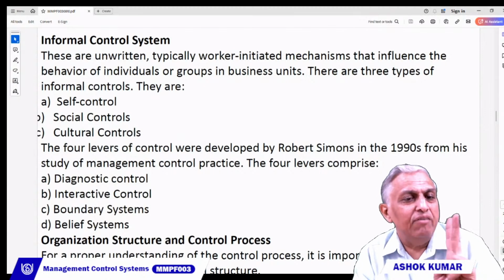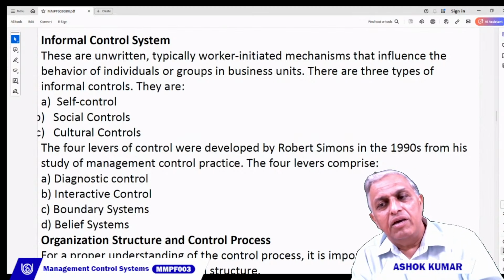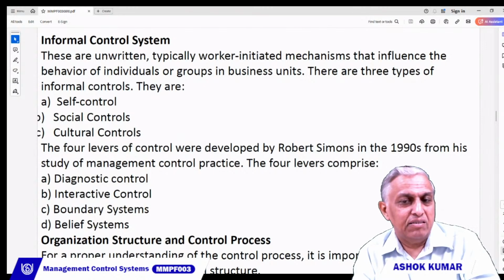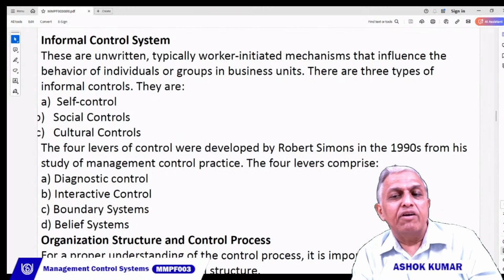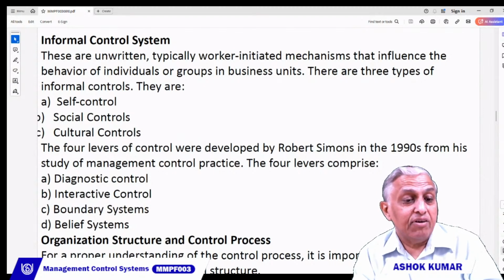Friends, the four levers of control were developed by Robert Simons in the 1990s from his study of management control practice. The four levers comprise diagnostic control, interactive control, boundary systems, and belief systems.